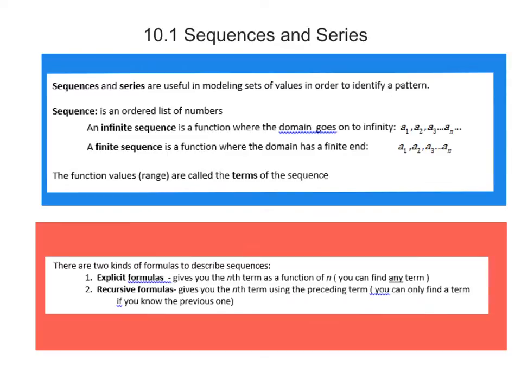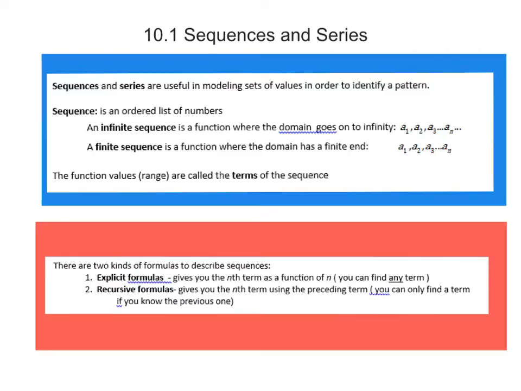This is 10.1 Sequences and Series. Sequences and series are often useful in modeling sets of values in order to identify a pattern. A sequence is an ordered list of numbers. An infinite sequence is a function where your domain goes to infinity. And a finite sequence is where it has an end, so it has a start and a stop. And the values, or the range, the y values, are called terms of a sequence.